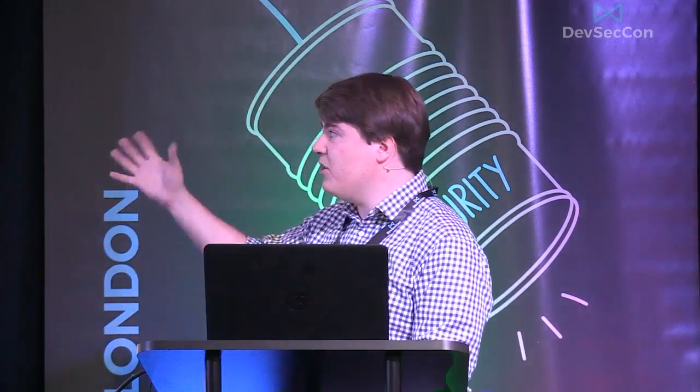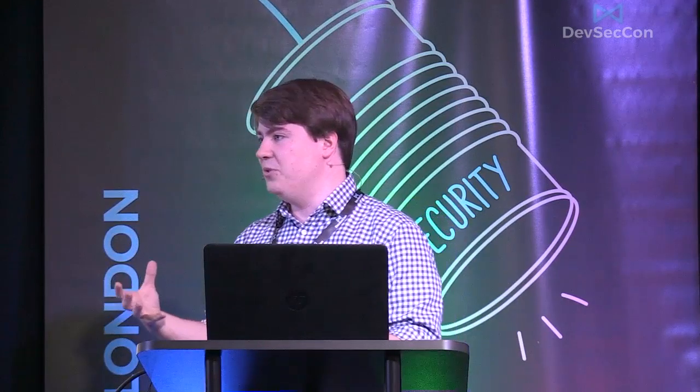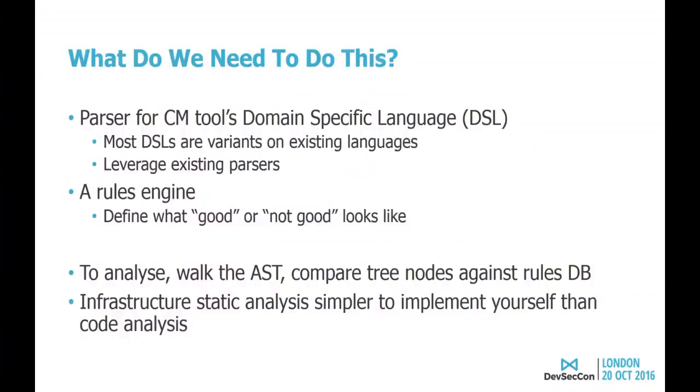And you need some kind of rules engine, essentially a list of rules that define what you expect good to look like or what you expect bad to look like, such that the tool has some idea of what it's looking for. To analyze, as we discussed before, walk the AST that you've created and compare the tree nodes against your rules database. This actually, in many respects, is much easier than source code analysis because what is happening in these tools is less complex than a full programming language, so you don't need taint analysis. You don't need pointer tracking. There are no pointers in any configuration management systems that I come across. So building this is much easier in many respects than building a full source code static analysis tool.